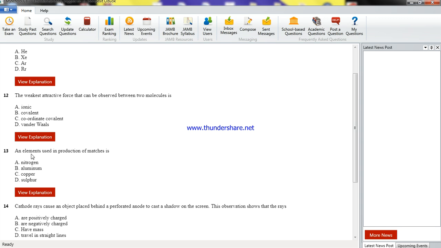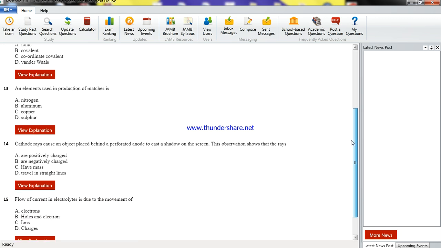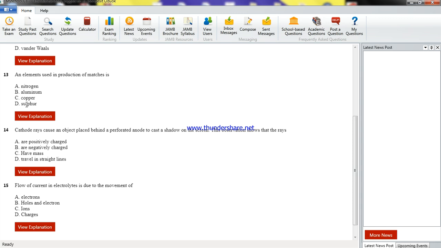Okay, the third question says an element that is used in the production of matches is... The answer is sulfur. Sulfur is one element that can burn with great heat. I think that's why Christians believe that hellfire is a fire made with sulfur and brimstone. So the answer there is sulfur.